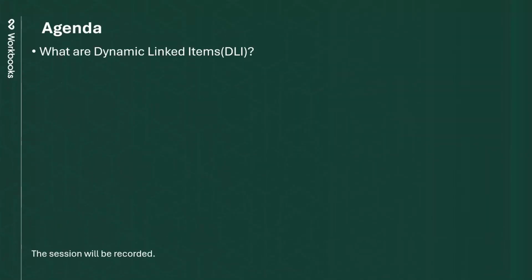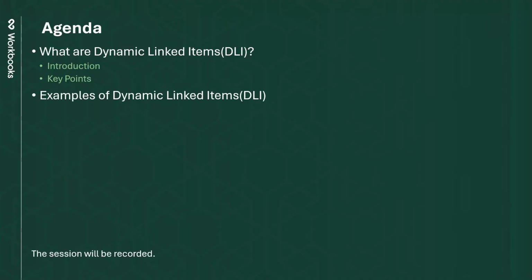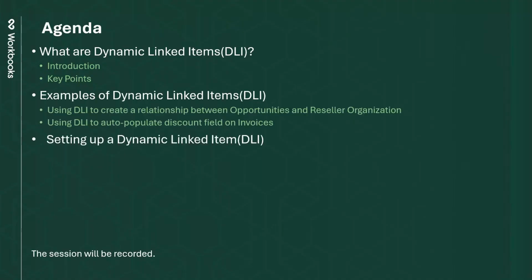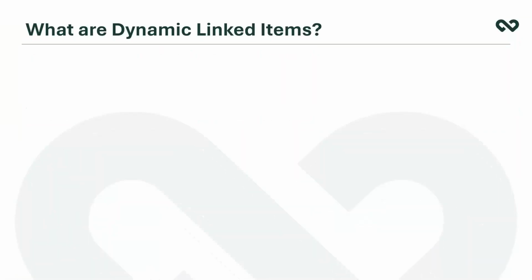Over the course of today's webinar, I'll be walking you through what dynamic linked items are, some key points. We'll also look at some examples of how they can help with real world scenarios. And then finally, we will be setting up our own dynamic linked item in the product, using the example of a product picker, which is what we'll be setting up in Workbooks.